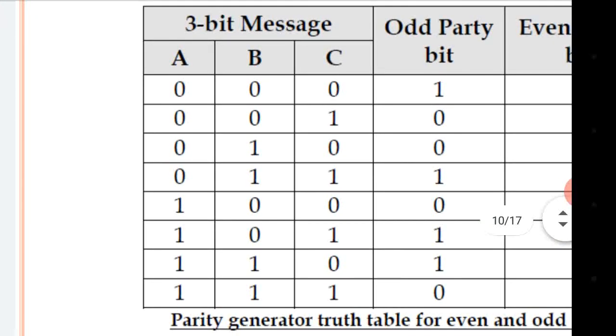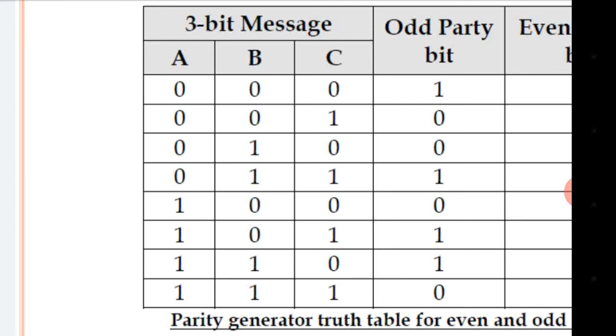Only this truth table we will be discussing right now; forget about even. For 0, 0, 1, only one 1 is there, which is odd, so add 0. For 0, 1, 0, again an odd number of ones, so add 0. For 0, 1, 1, two 1s are there, which is even, so I will add 1 in order to make it an odd parity, and so on.